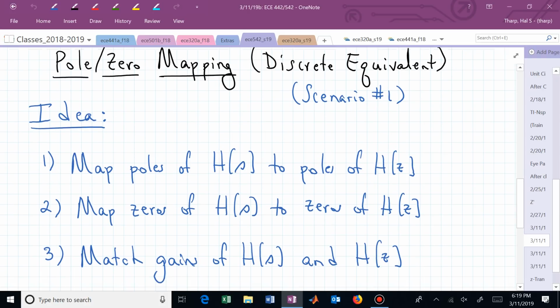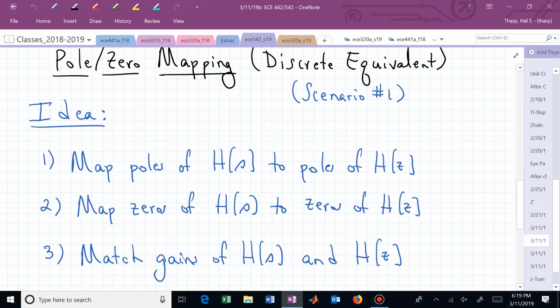But now the idea is fairly straightforward. We take all of our poles in the continuous time transfer function h of s and map those to poles in h of z. We map all the zeros of h of s to zeros of h of z, and those zeros involve finite zeros and infinite zeros. So number 2 contains quite a bit of information. And 3, we match the gains.